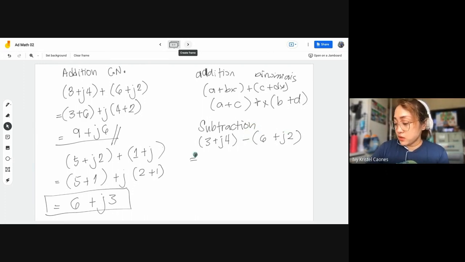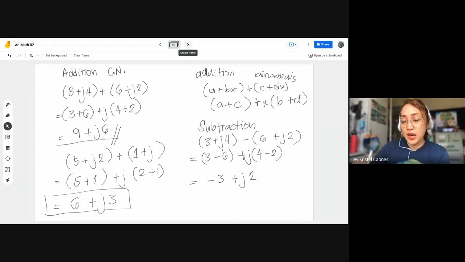That is 3 plus negative 6, or minus 6 plus j4, plus negative 2. So that is negative 3 plus j2. It is acceptable to have a negative number on the side of the real and the imaginary. So the answer will be negative 3 plus j2 for this example of subtraction.